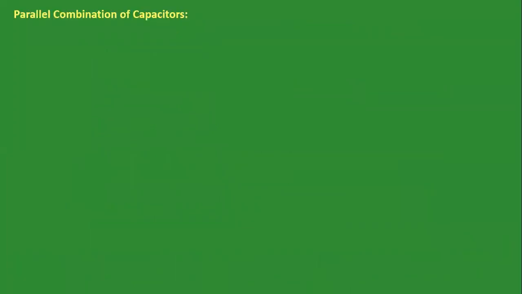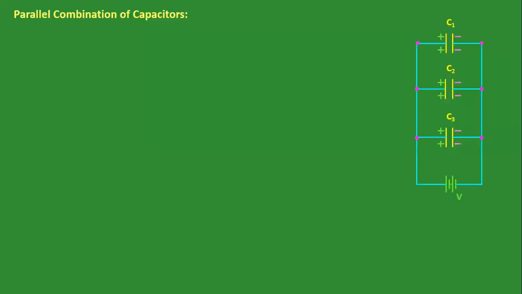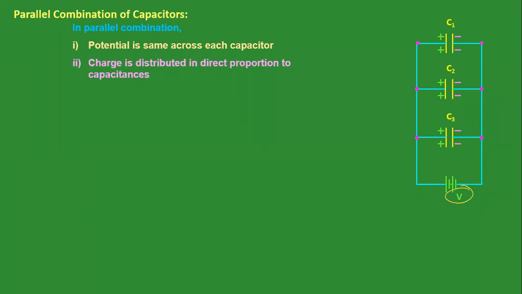Capacitors in parallel combination. Again, we consider three capacitors, C1, C2, C3. They are connected in parallel combination across a battery of potential V. You can see it in the diagram. Now in parallel combination, potential is the same. This V is not changing. V is the same for all three capacitors. Charge is distributed in direct proportion to capacitance.